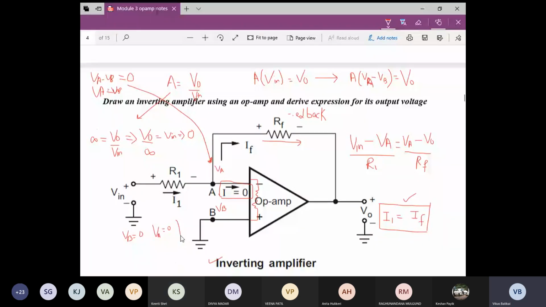Exactly. So this is the concept of virtual ground. Now I will tell one point. When I say virtual ground, do not look only at being connected to ground. If VB is connected to ground, I assume that VA is also virtually connected to ground, according to this concept. Suppose if VB is connected to, let's say, 5 volts, what will be the value of VA?